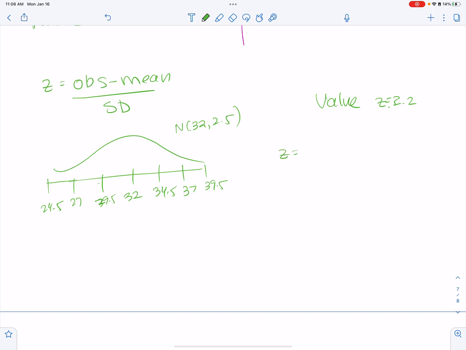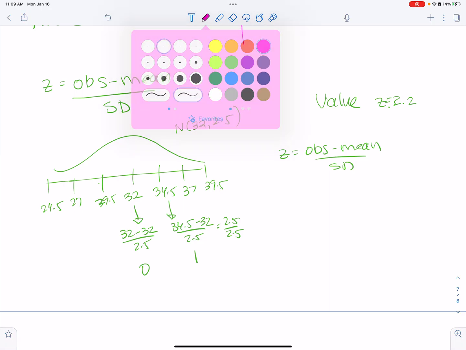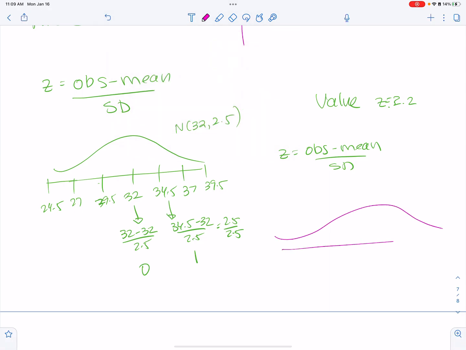Obviously, a z-score is going to be observed minus mean divided by standard deviation. So if I convert this one to a z-score, it's going to be 32 minus 32 divided by 2.5. Obviously that's 0. This one's going to be 34.5 minus 32 over 2.5. That's 2.5 over 2.5. Obviously that's 1. You see the pattern. This is why the z-scores become 0, 1, 2, 3. And so this now is a normal model with 0 and 1, and it's completely unitless.